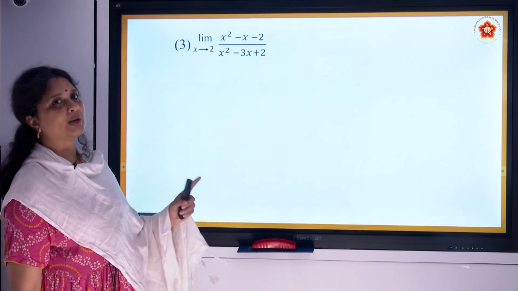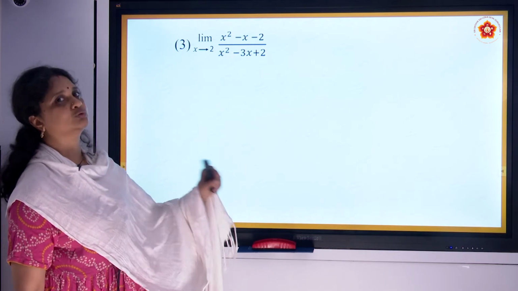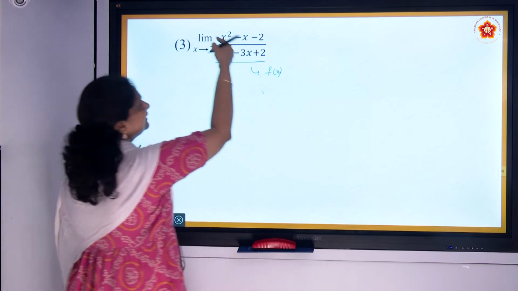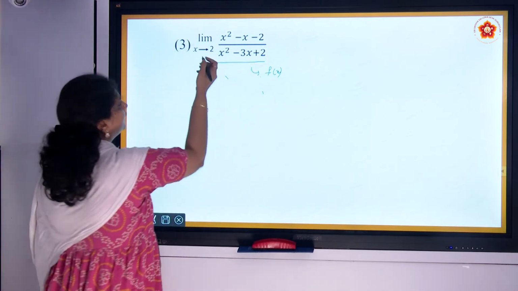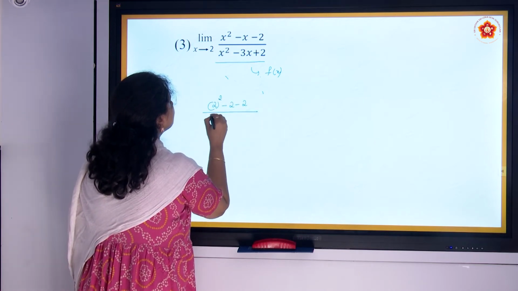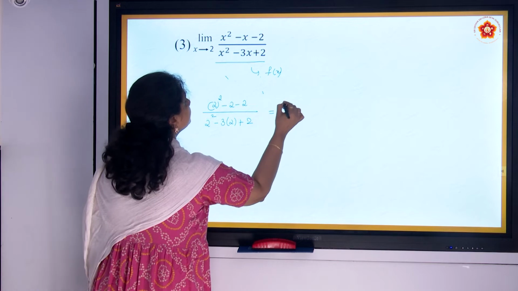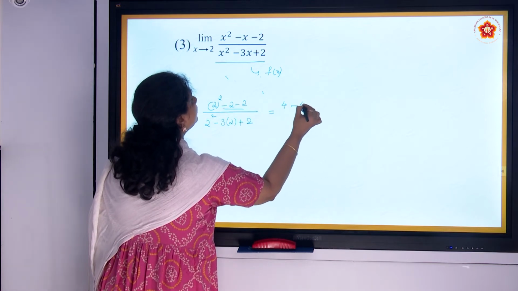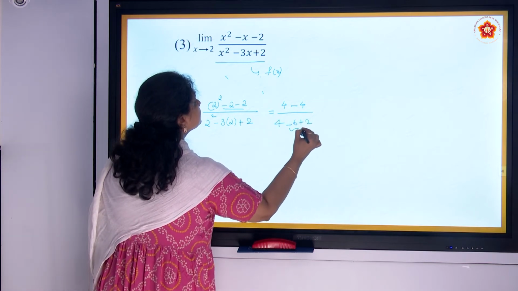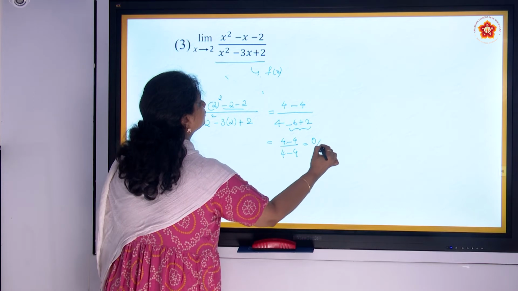Okay. The next question says limit x tending to 2, x square minus x minus 2 by x square minus 3x plus 2. Okay, this is my f of x now. Let me directly try to substitute the values and see what's happening. So when I substitute, I get 2 square minus 2 minus 2 by 2 square minus 3 into 2 plus 2. Okay, so this is nothing but 4 minus 4 divided by 4 minus 6 plus 2. Minus 6 plus 2 is again minus 4. So 4 minus 4 by 4 minus 4. This is again 0 by 0 form.